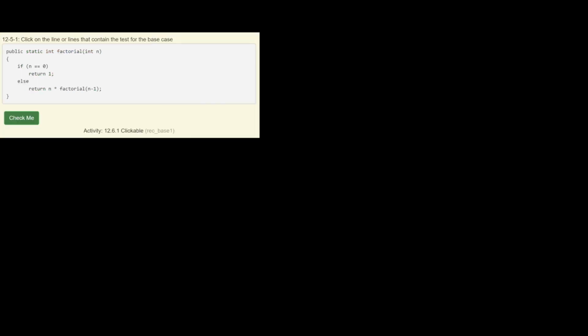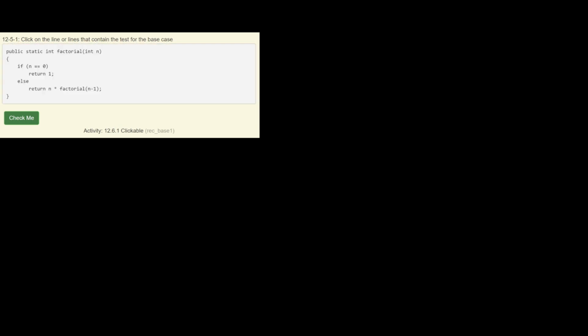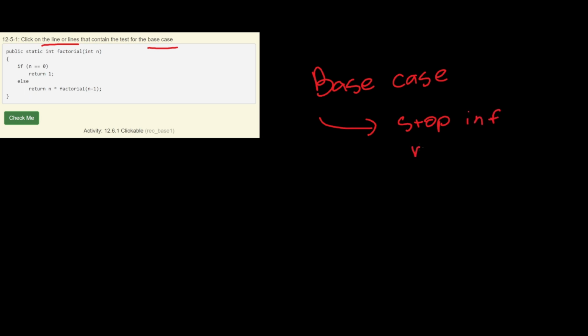Now here's another MCQ question, and it's essentially saying select the line or lines that contain the base case, contain the test for the base case. So remember, what we define as the base case is essentially what will stop the recursion from going on and on and on. So it's going to stop the infinite recursion.